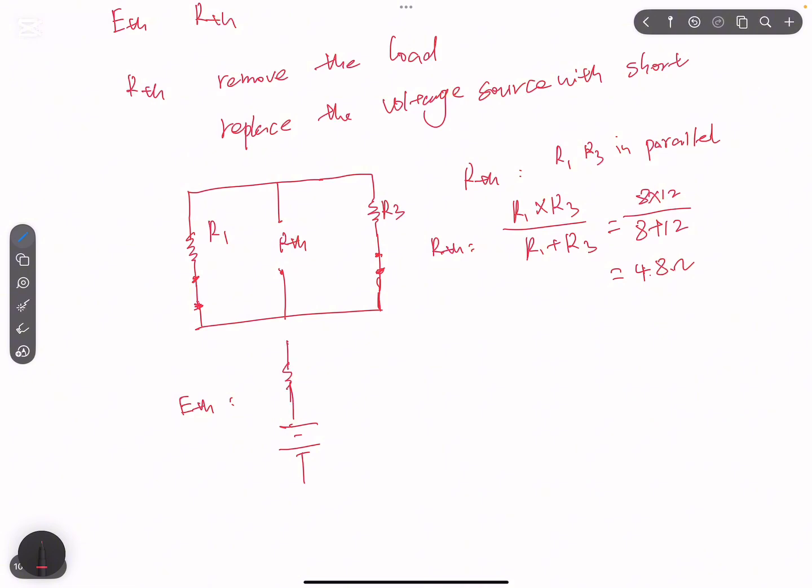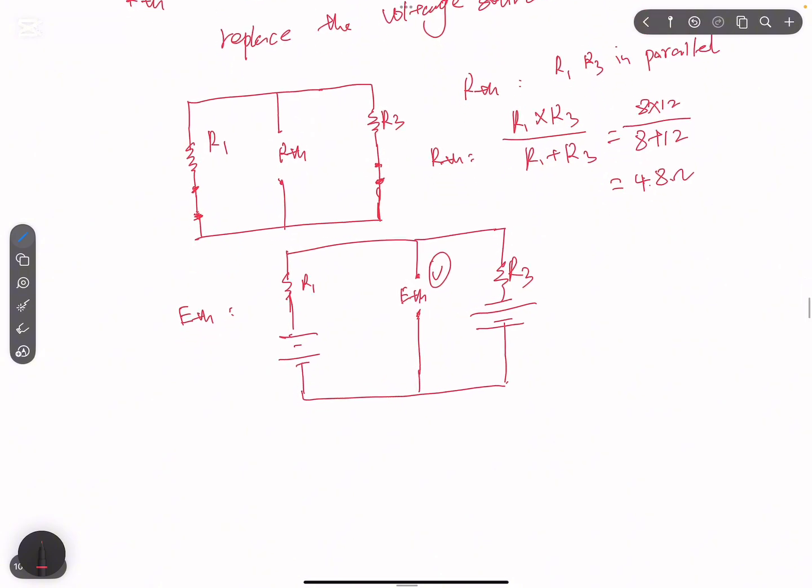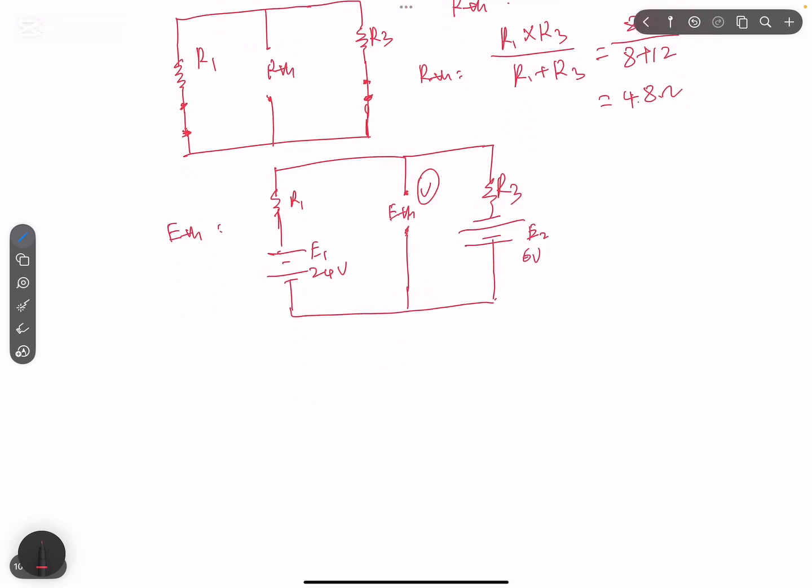And for ETH, we need to put the power source back. This is R1. Remove the load. This is our load. This is R3. This is another power source. So this will be ETH, like we put a voltmeter here. What's the voltage here? So this is R1, this is E1, 24 volts. This is E2 equals 6 volts. So basically we have a series circuit and we need to find the current for this circuit. So this is our ground.